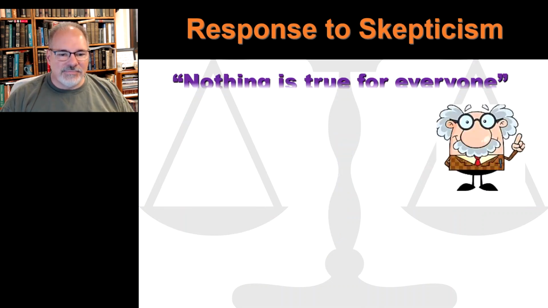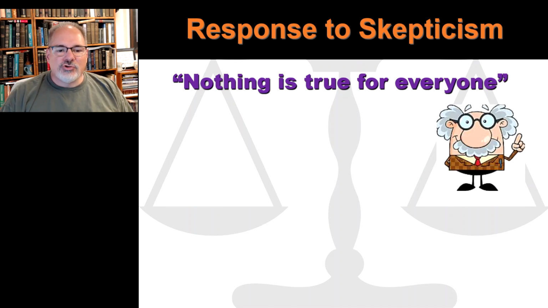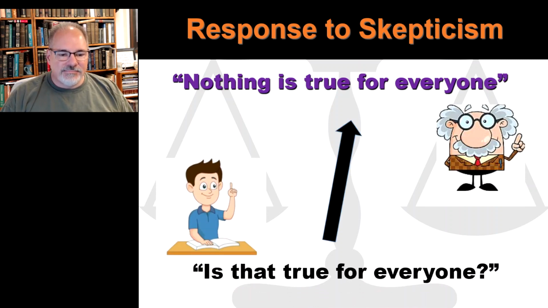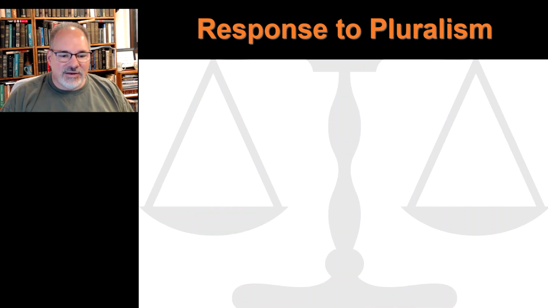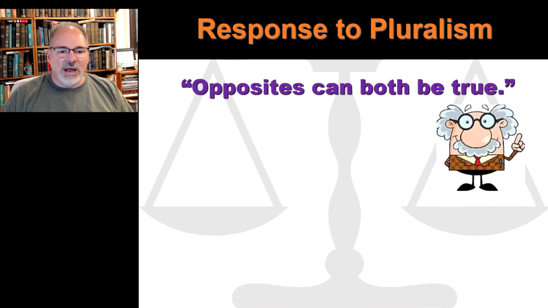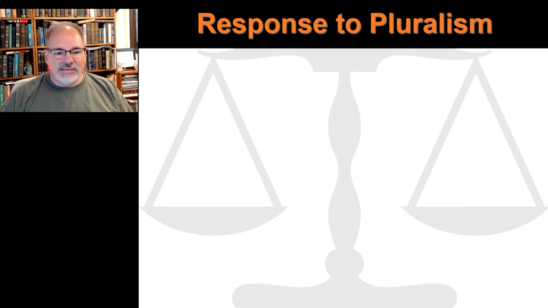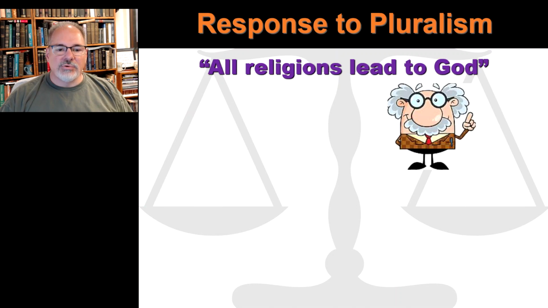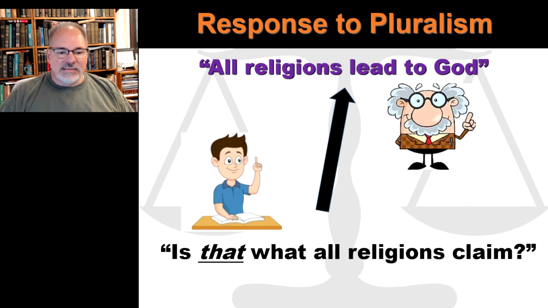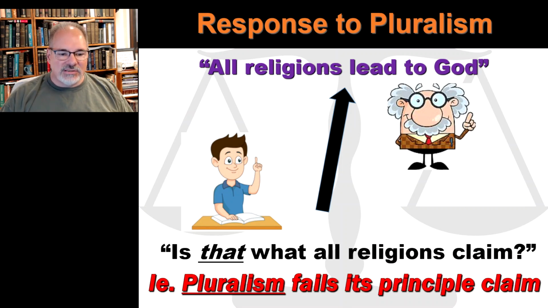How about a response to skepticism? Nothing is true for everyone, which is the skeptic, right? Is that true for everyone? See, none of it really works. Pluralism, right? Opposites can both be true because you would say all religions are true. Isn't the opposite of that false, right? Because they're claiming one aspect is true, so everything else opposite is false. It doesn't stand up to its own claim. All religions lead to God. Is that what all religions claim? No. So they can't make that claim for all religions, right? Pluralism fails its own principal claim.